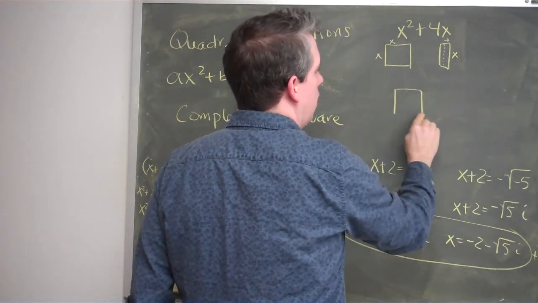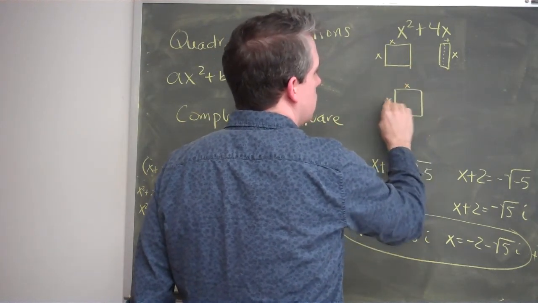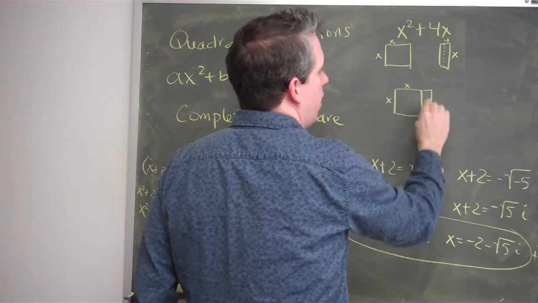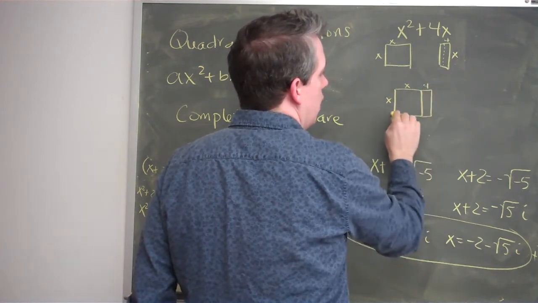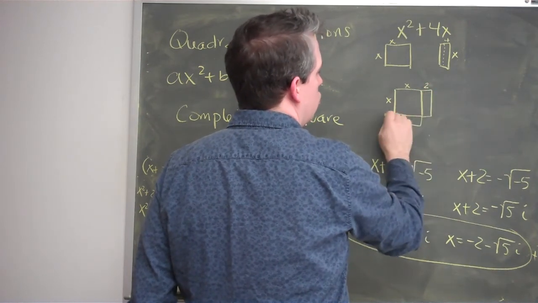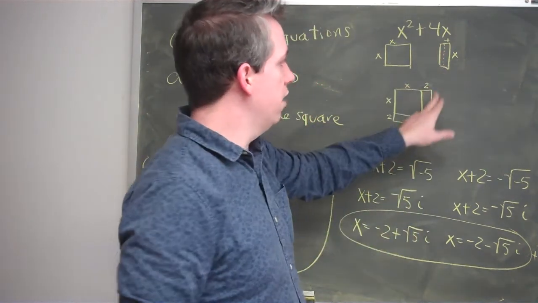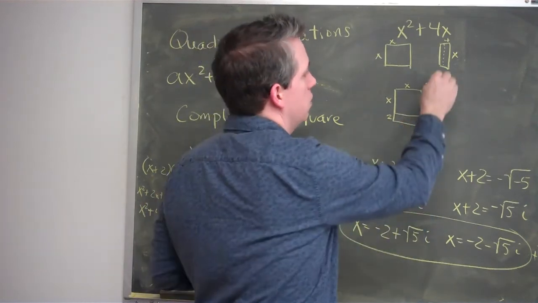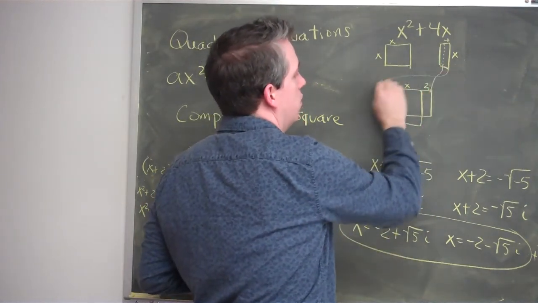I get an x by x box, and then I have a 4 by x right here, and I could put a 2 by x right here, the half, and a 2 by x right here. So I cut this in half, I put half here and half there. So this half went here, and this half went there.